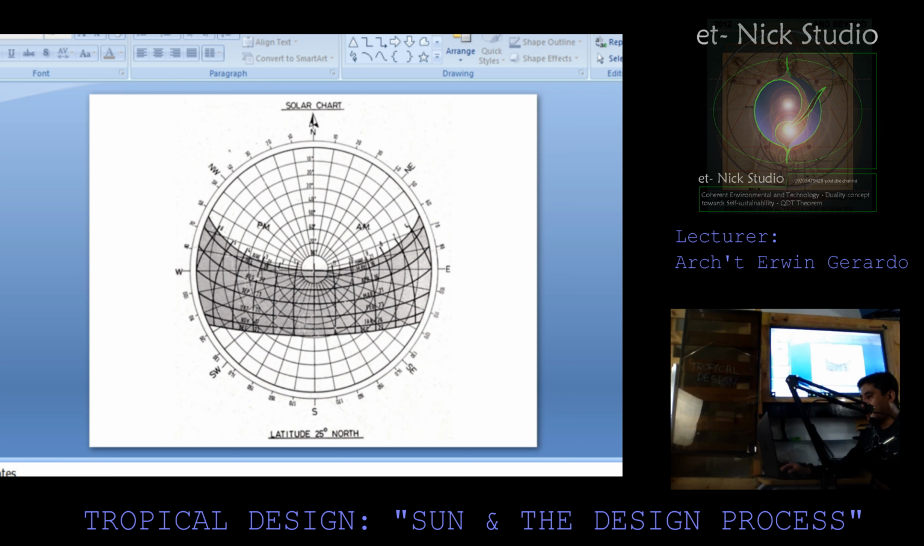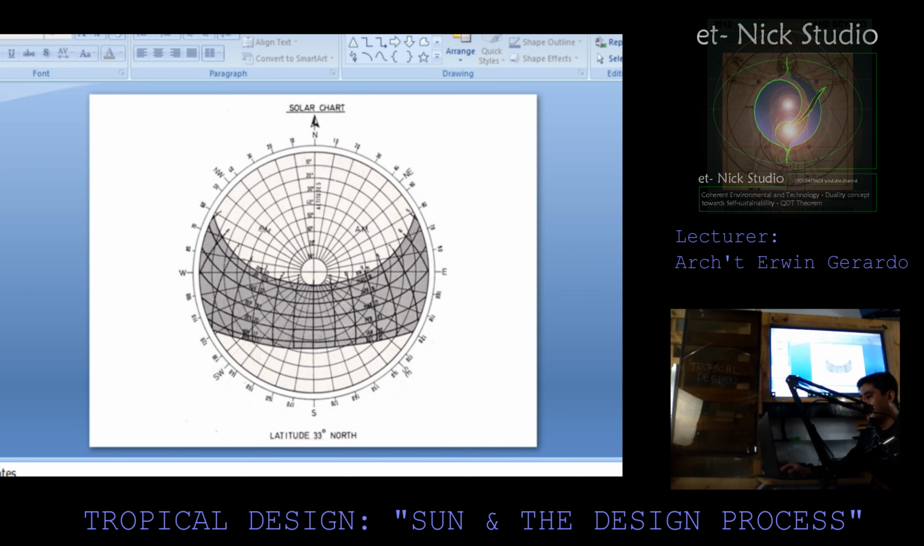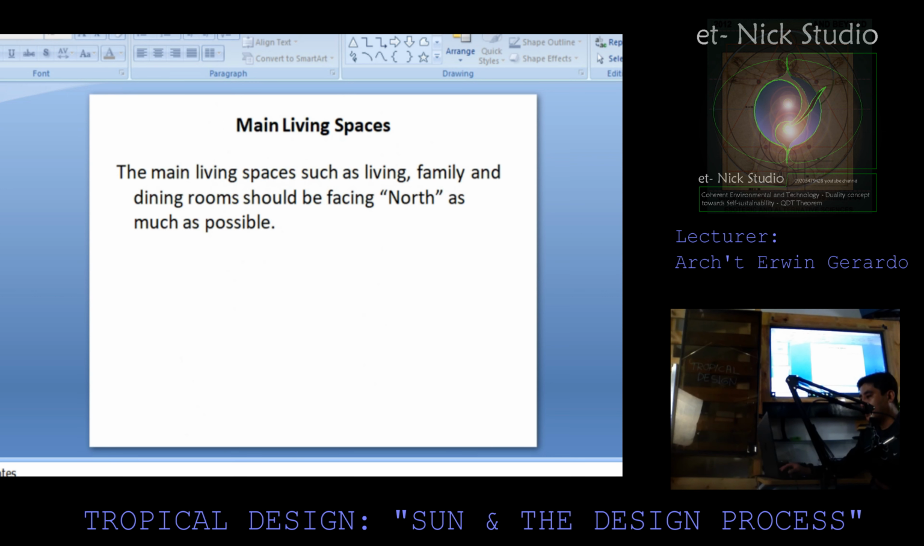Another example of a solar chart is latitude 25 degrees north. Another example of a solar chart, latitude 29 degrees north. Solar chart, latitude 33 degrees north.